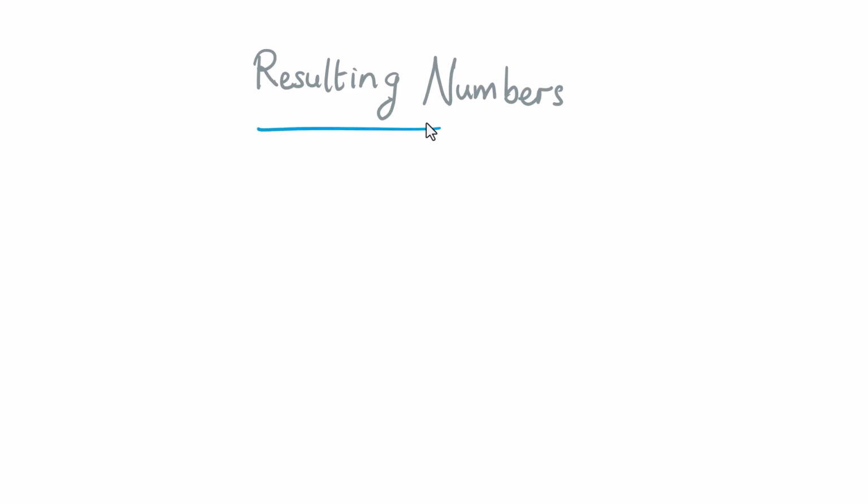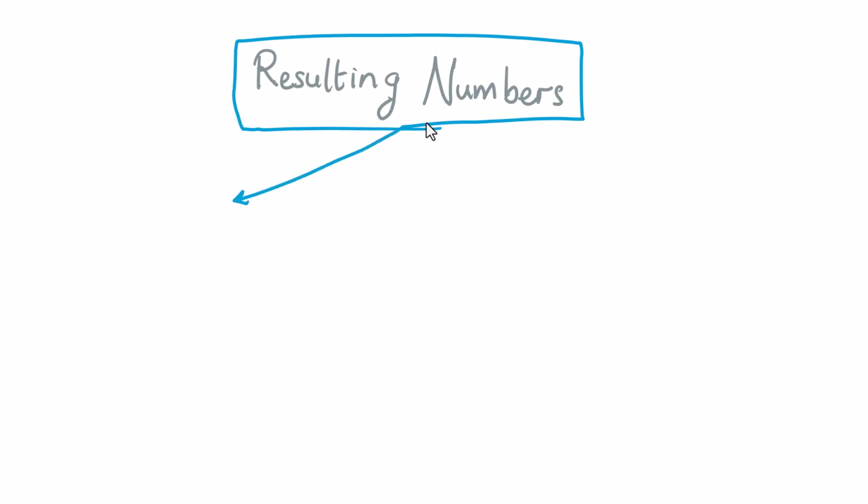When we look at resulting numbers, what comes to mind are two types of numbers that are produced. One is numbers that are approximate, while the other is numbers that are called exact. What are the differences between an approximate number and an exact number?